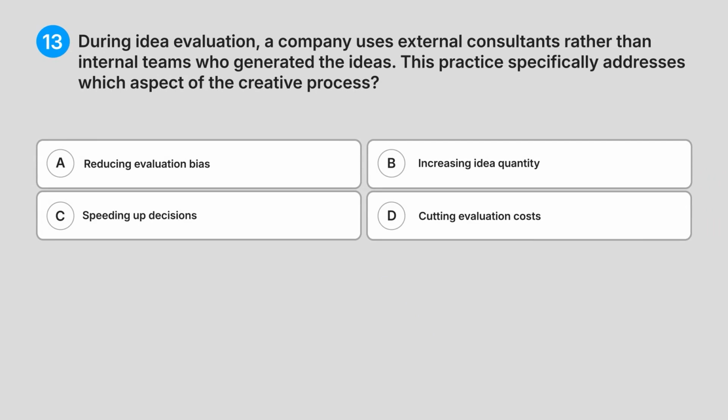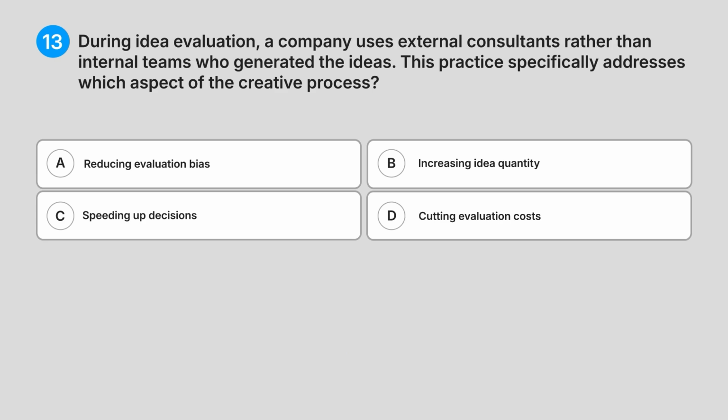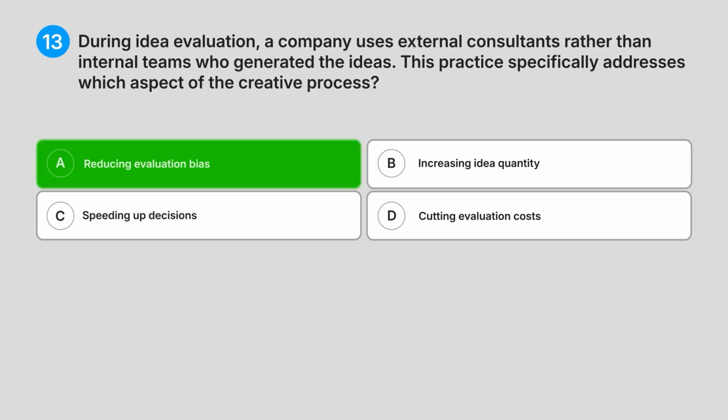13. During idea evaluation, a company uses external consultants rather than internal teams who generated the ideas. This practice specifically addresses which aspect of the creative process? A. Reducing evaluation bias. B. Increasing idea quantity. C. Speeding up decisions. D. Cutting evaluation costs. Do you know the answer? Correct answer, A. Reducing evaluation bias.